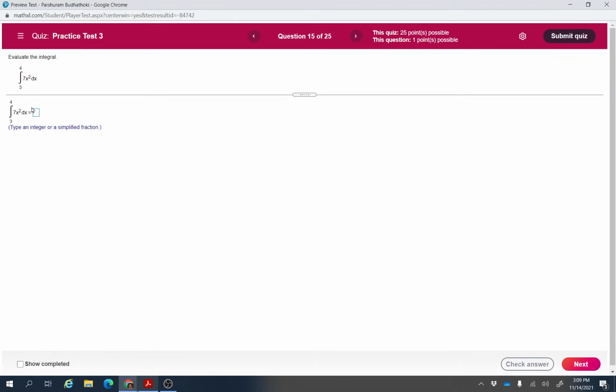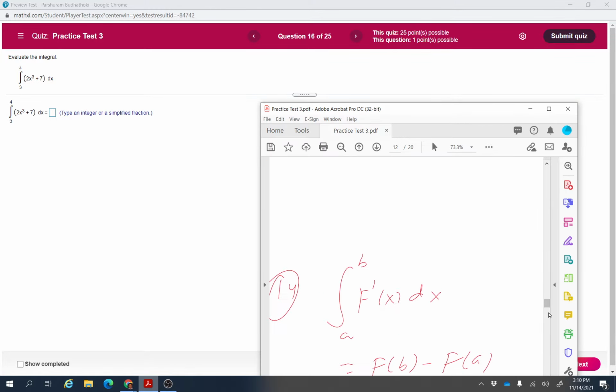We can use the same idea here. Use the fundamental theorem, find the antiderivative of x squared, which is x cubed over 3, find the value of that antiderivative at 4 and 3, and find the difference between them. I'm going to skip it for you. This is exactly the same problem. This is a definite integral, so find the antiderivative of 2x cubed plus 7. And then I'm going to do this one for you.